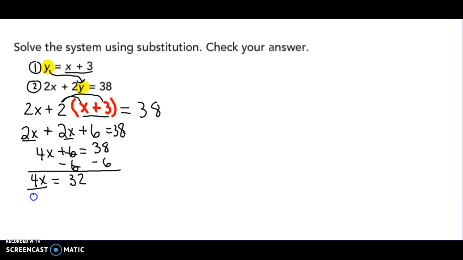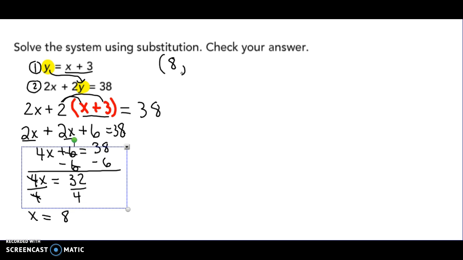Then I can divide 4 on both sides, so I can solve for x. These cancel, and I'm left with x equals 8. So I found one of the ordered pairs, which is x. Now I need to find the other portion of the ordered pair, which is y.